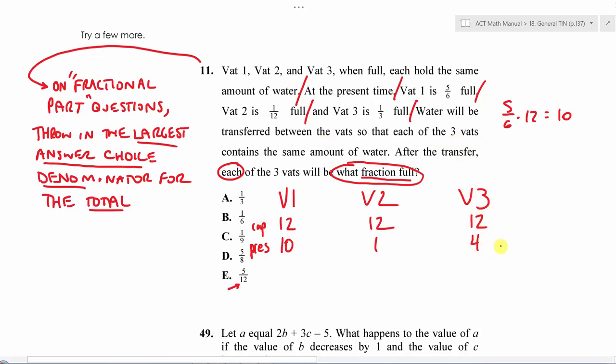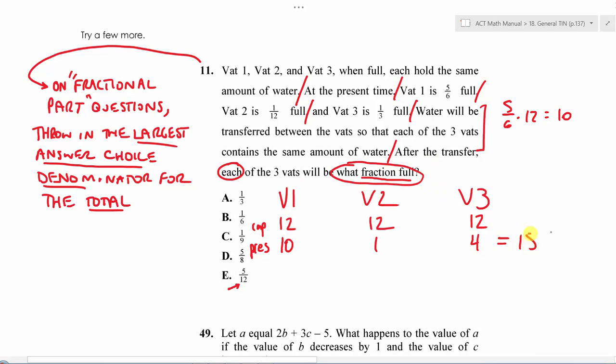Now what we're going to do is take all of this water and transfer it between the vats so that we divide the water evenly through all 3 vats. That's what this next phrase says. Water will be transferred so that each of the 3 vats contains the same amount.